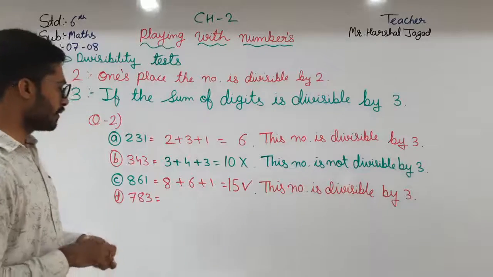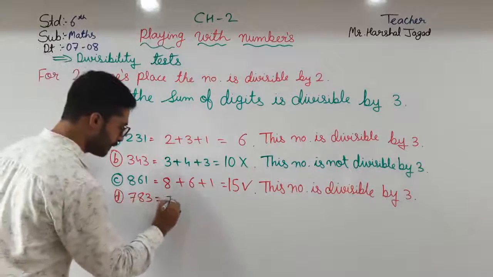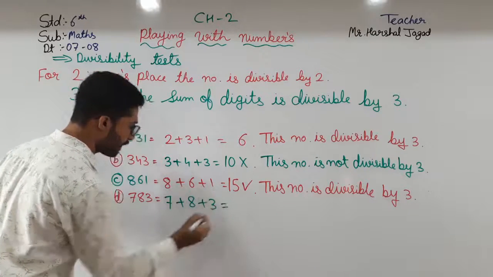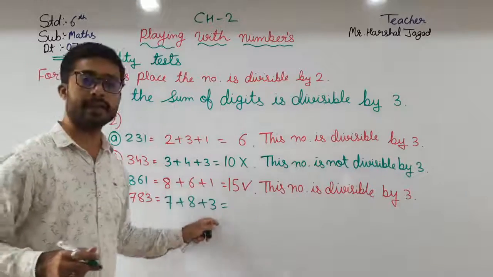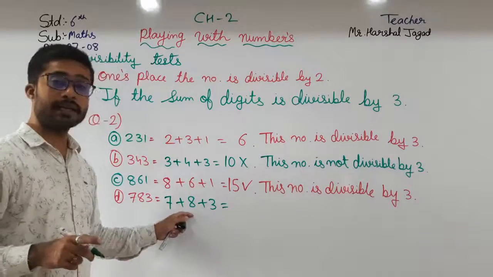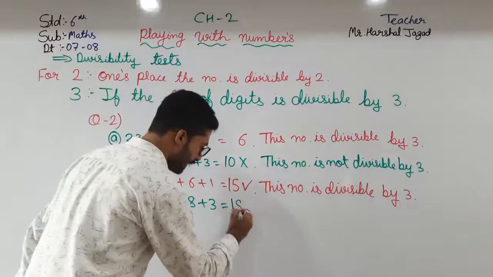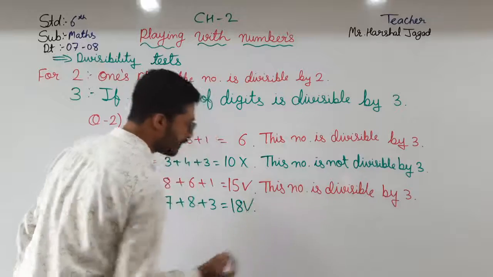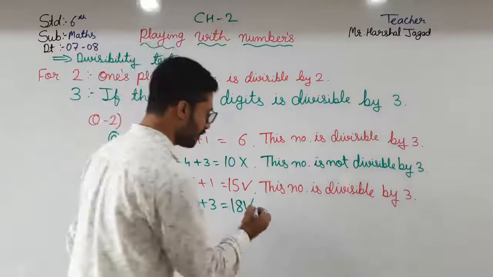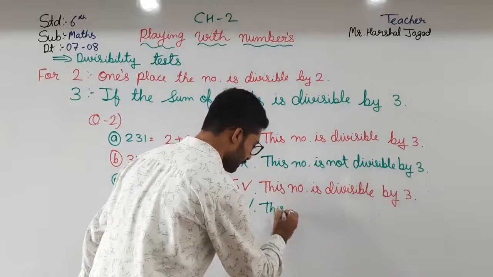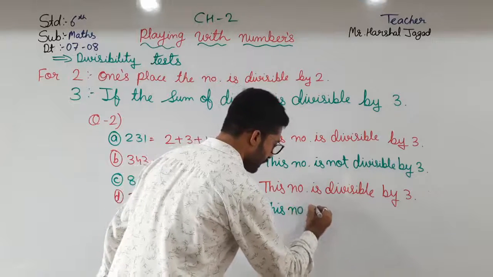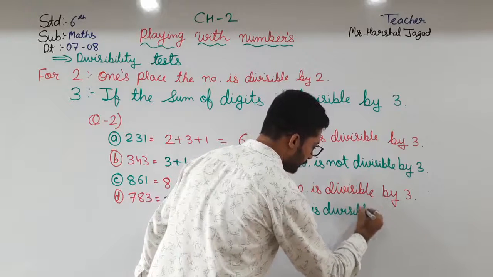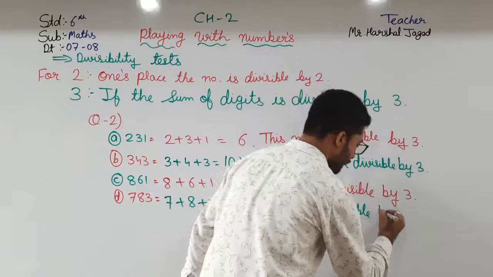Then moving towards the next, that is 7 plus 8 plus 3. So 7 plus 3 is 10, and 10 plus 8 is 18. So 18, 3 6s are 18. So this number is also divisible by 3.